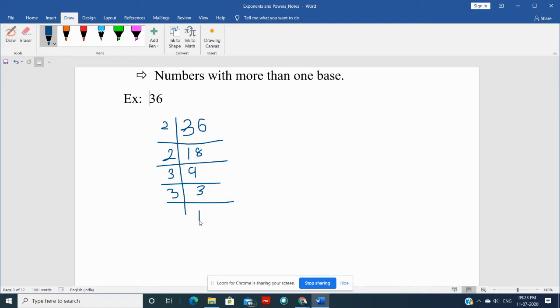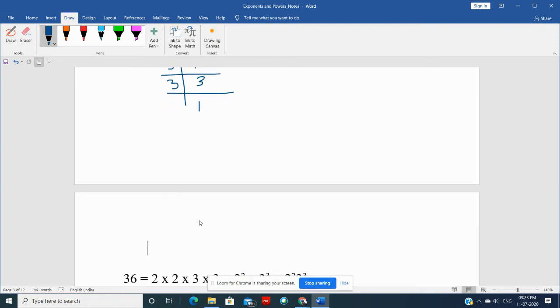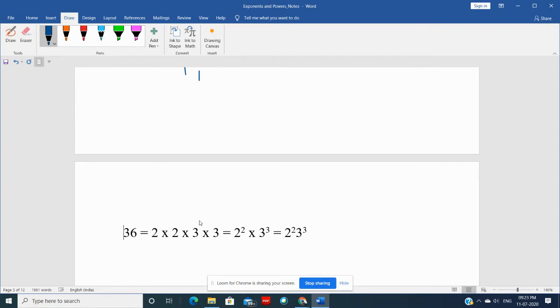See, the difference here is there are multiple numbers in the prime factorization. So how can we solve that? So let's see. 36 is written like this: 2 two times and 3 two times. So 2 raised to the power of 2 and multiplied by 3 raised to the power of 2. That is 2 square and 3 square.